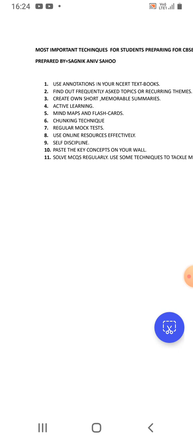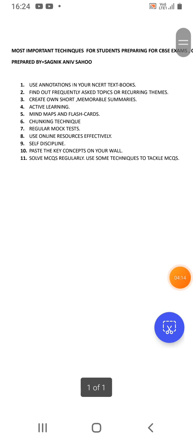Number 8 is about using online resources effectively. The YouTube videos, the online tutorials, various platforms for online learning, and online quizzes help in activating the process of learning and recalling things. So the online resources need to be utilized effectively.